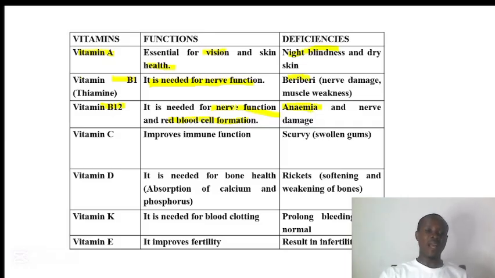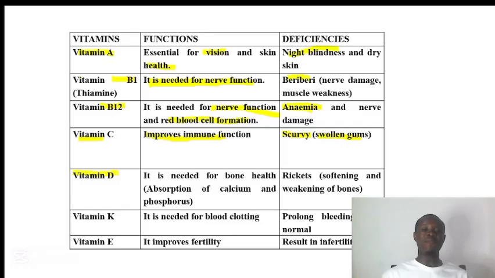And next we have vitamin C. This vitamin C improves the immune system. So if a person lacks vitamin C, the person will have scurvy, which we call swelling gums.